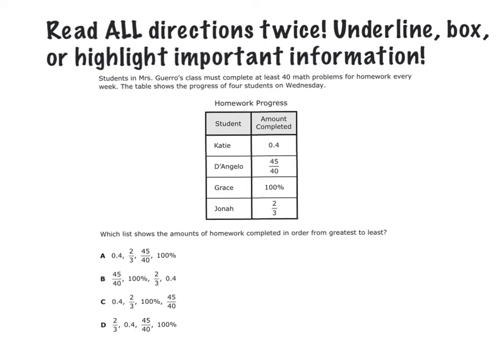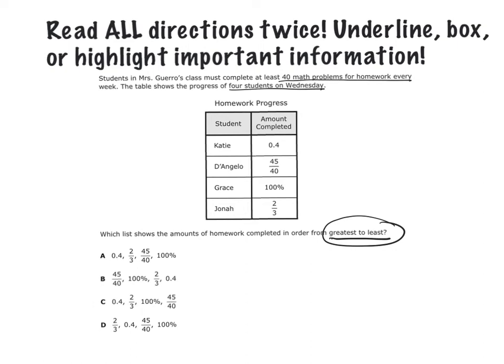So here's an example of a problem where reading the directions plays a big role in getting the correct answer. Students in Miss G's class must complete at least 40 math problems for homework every week. 40. Man, you guys have it easy. The table shows the progress of 4 students on Wednesday. Which list shows the amounts of homework completed in order from greatest? See, notice I already said least to greatest because that's what we're used to. But it says greatest to least. So once again, I'm going to read the question. Which list shows the amount of homework completed in order from greatest to least? That gets us so many times on missing questions.